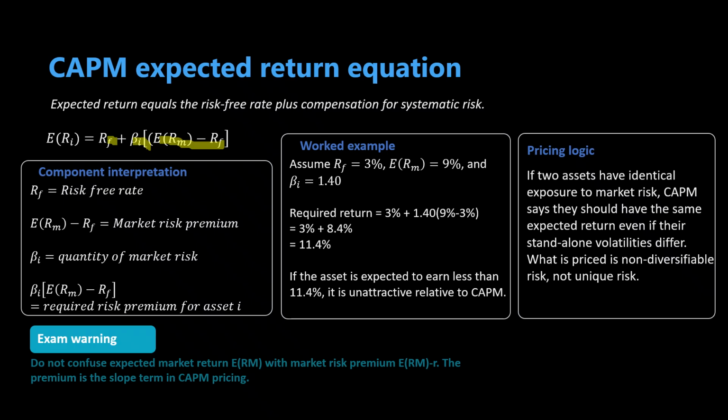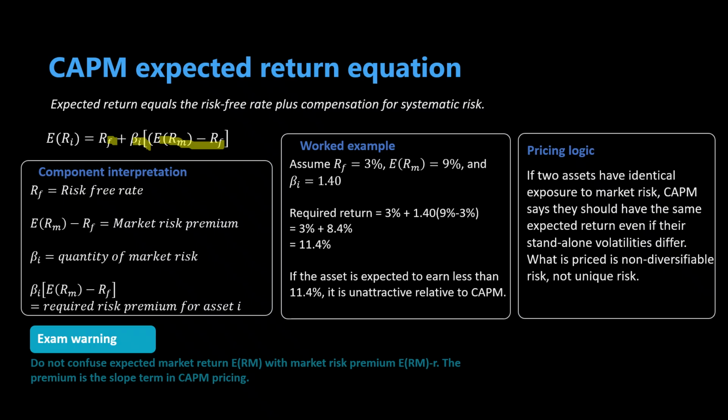This is extremely important for the exam. Do not confuse E(RM), the expected market return, with E(RM) minus RF, the market risk premium. The risk premium is the excess return over the risk-free rate. The CAPM slope term is the premium, not the gross expected return. This confusion appears regularly on the exam.